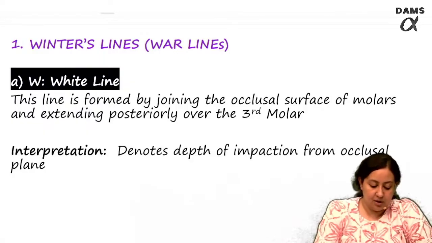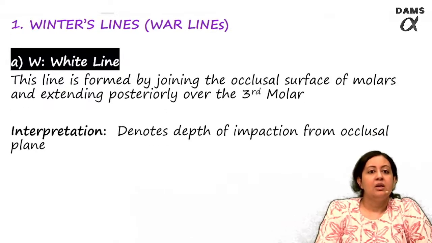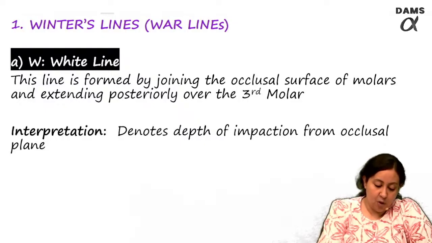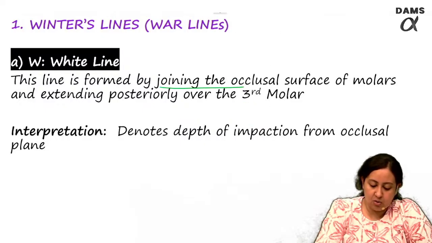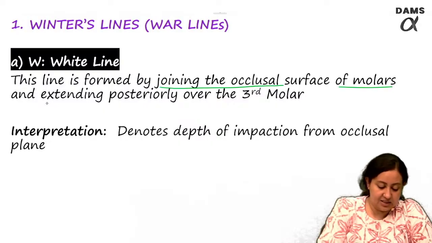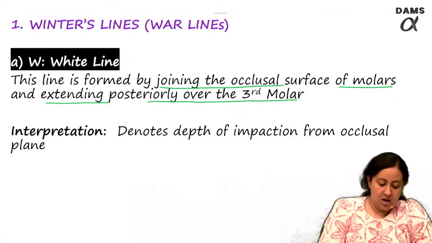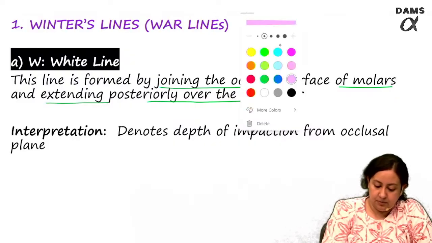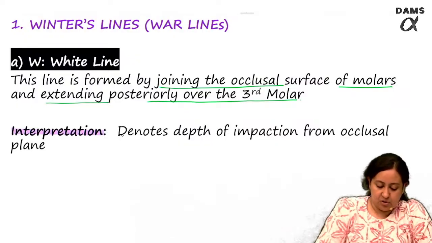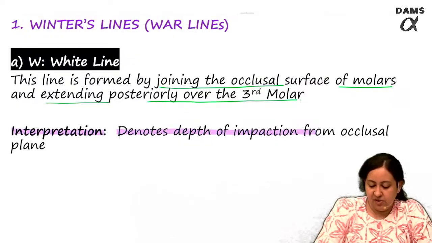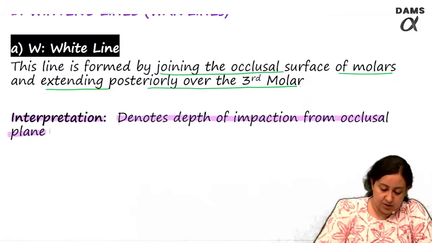First we have the white line or W. This line is formed by joining the occlusal surface of molars and extending posteriorly over the third molar. Interpretation. This is important. It denotes the depth of impaction from the occlusal plane. So I'll draw this for you.